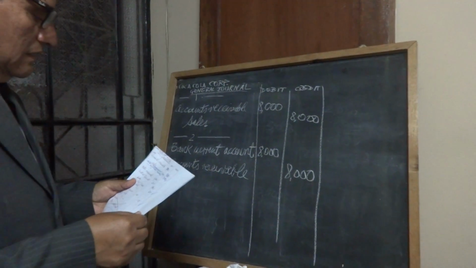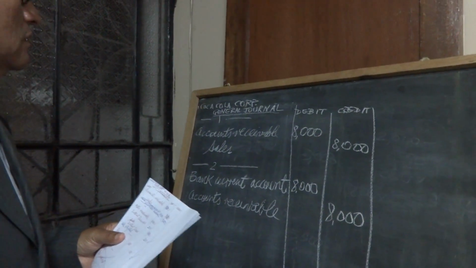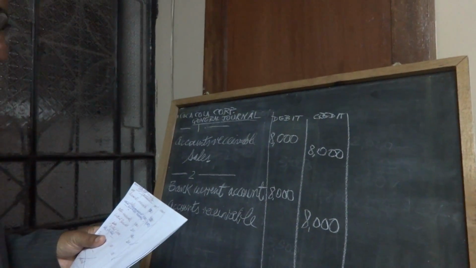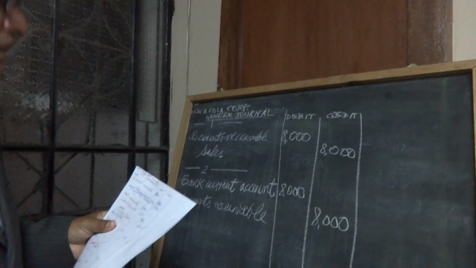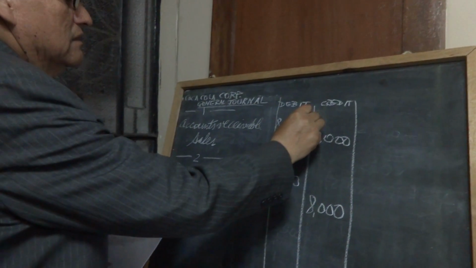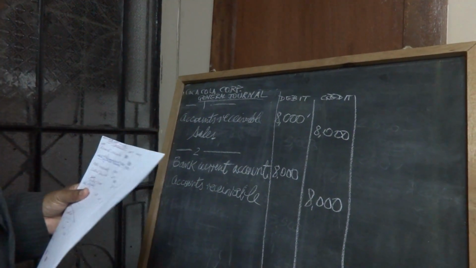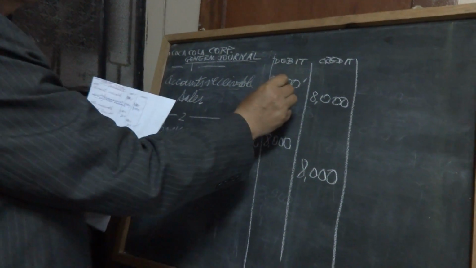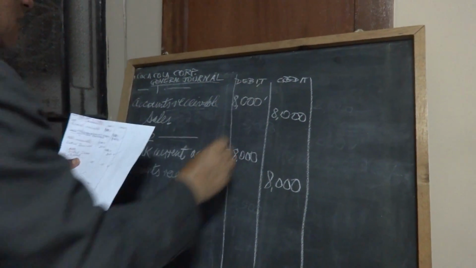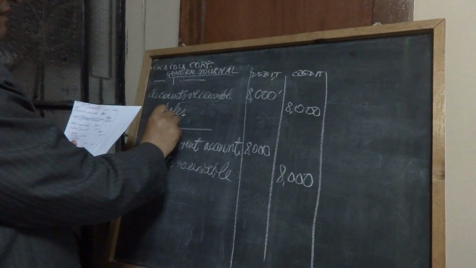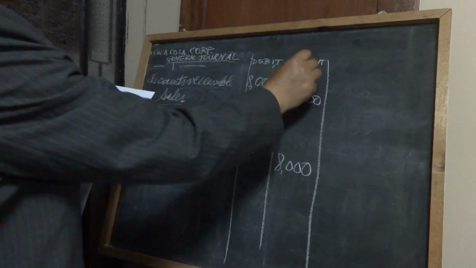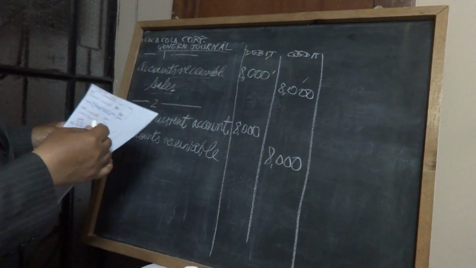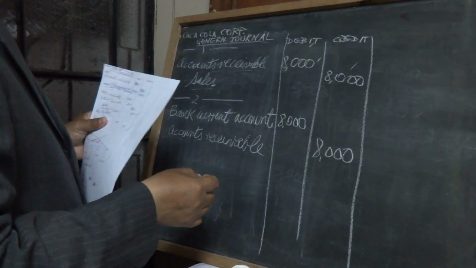Coca-Cola Corporation has sold merchandise for $8,000. The entry will be accounts receivable for $8,000 on credit, and the account sales on credit, on the column credit, for $8,000.